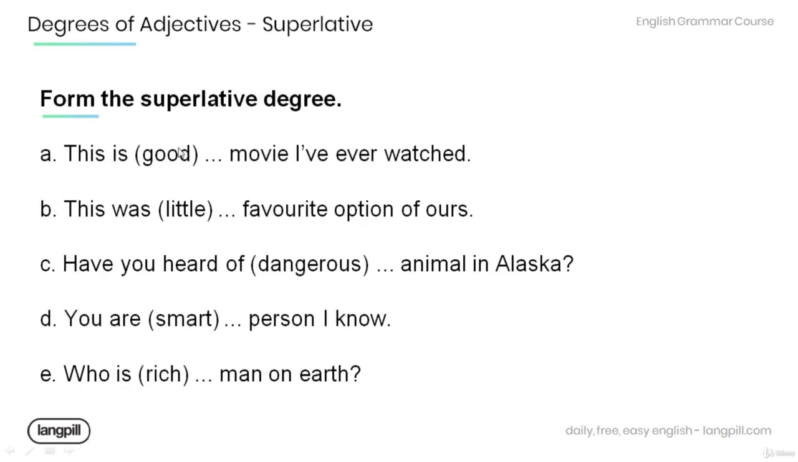And now, read the following sentences and form the superlative degree. A. This is good movie I've ever watched. B. This was little favorite option of ours. C. Have you heard of dangerous animal in Alaska? D. You are a smart person I know. E. Who is rich man on earth?